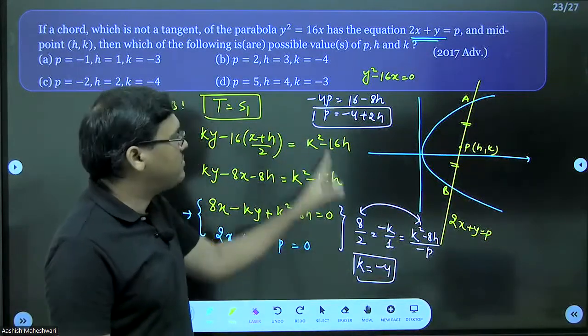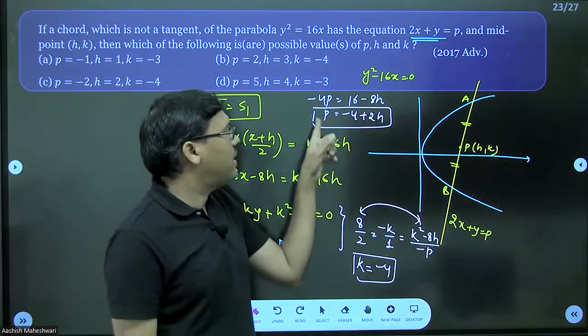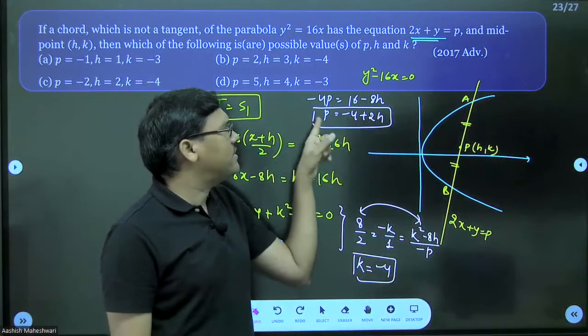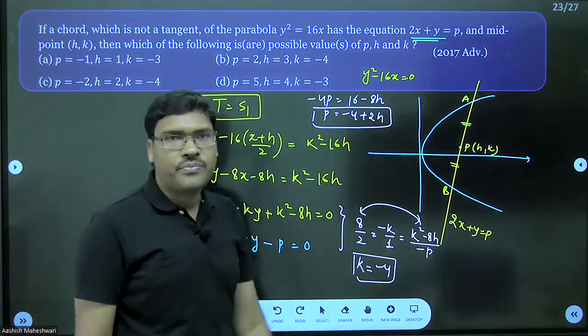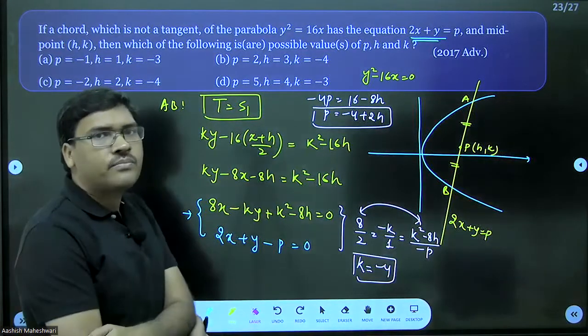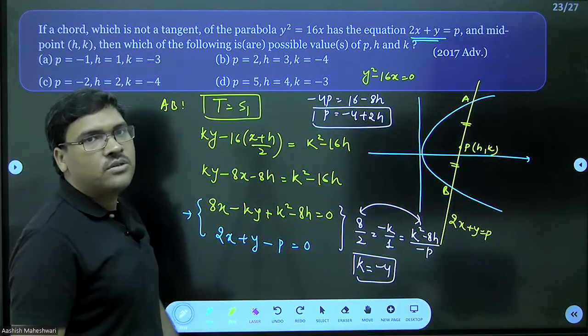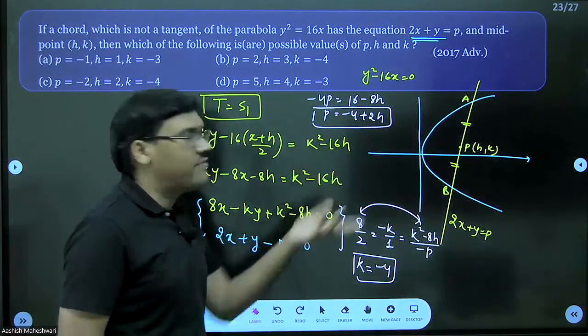Right? The value of k is -4, and in p and h this will be the relation. You can check this: -4p = k², that is 16 - 8h. And now arrange this, cancel -4. This is -4 and 2. Correct? Now how will you get the values of h and p? We have only one equation. So now we know the relation between h and p should be this. So the values which satisfy this condition will be the answer.